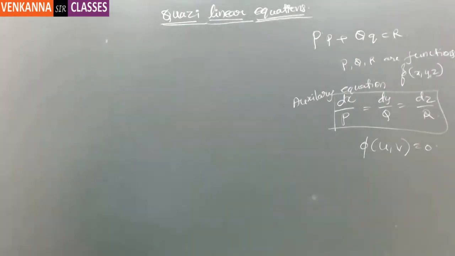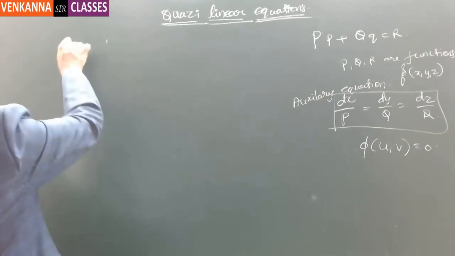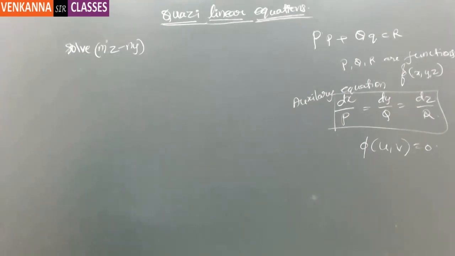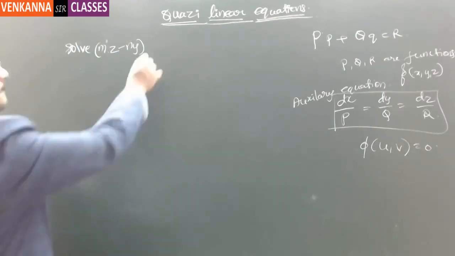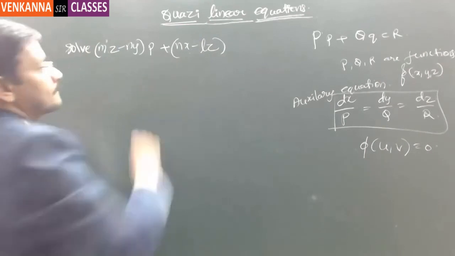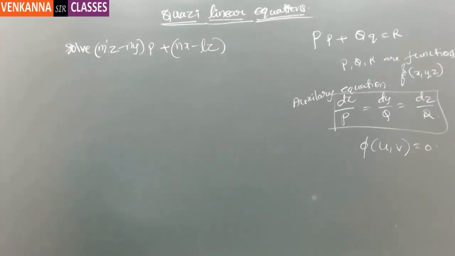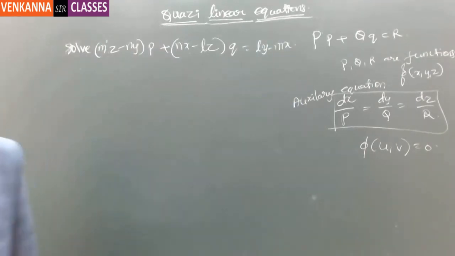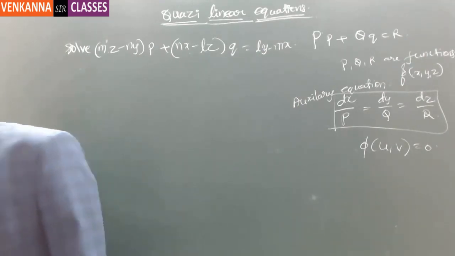Now, note down one more problem based on this understanding. Solve (mz minus ny) into p plus (nx minus lz) q is equal to (ly minus mx). Can I solve this differential equation?